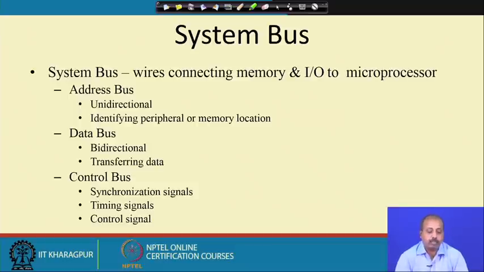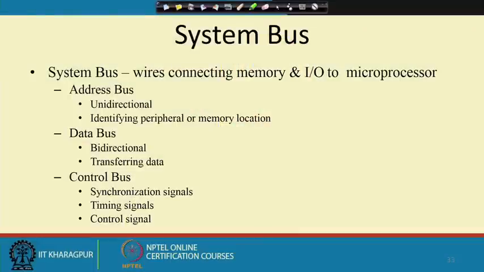Then the data bus is bidirectional, because you may need to transfer a value from the microprocessor to some memory location or IO device, or you may have to get a value from the memory location or IO device to the processor. As a result, the data bus is bidirectional in nature. And there is the control bus, for synchronization signals, timing signals, control signals, etc. They constitute the control bus. So, the system bus consists of all those wires which constitute the address bus, data bus and control bus.